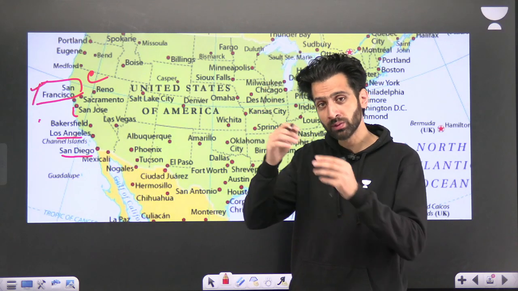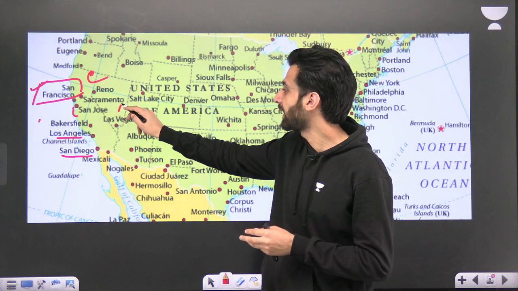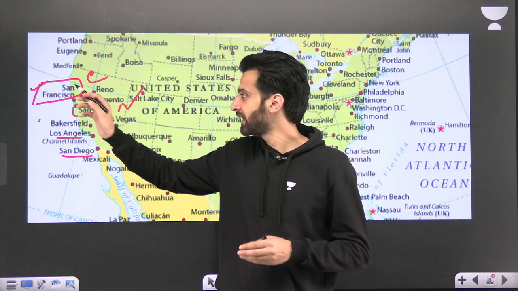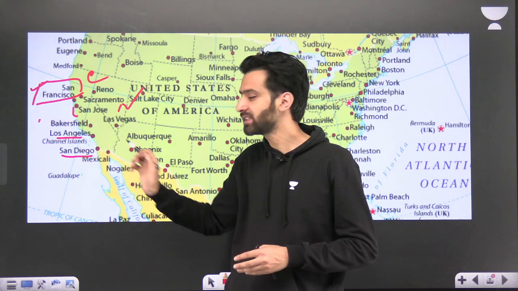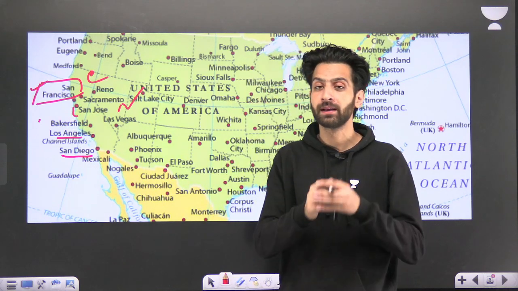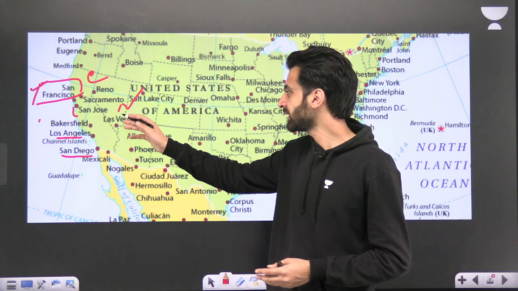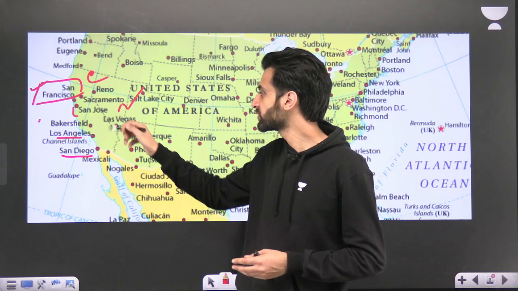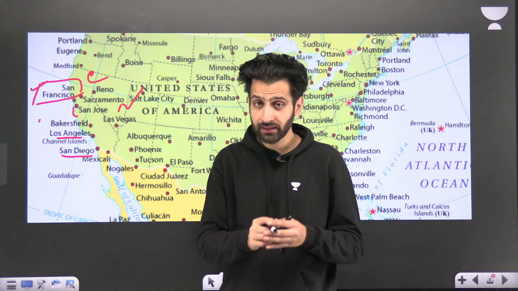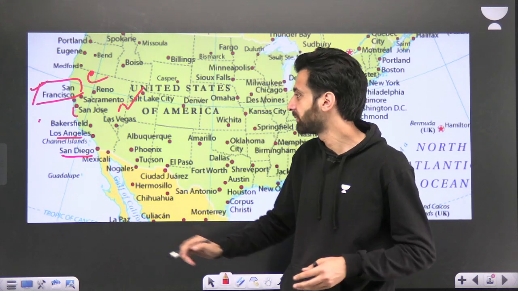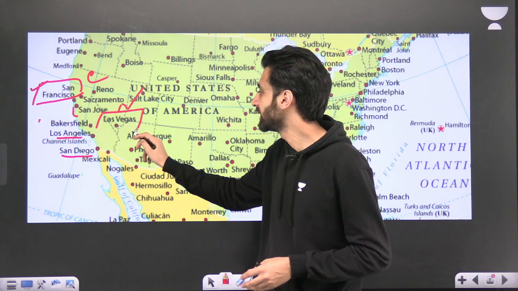And then we move towards the inner part, that is Nevada. This is the state of Nevada. We are done with four places: San Francisco, San Jose, Los Angeles, and San Diego, located in California. Going towards the inner part of the continent, we'll find one more state, that is Nevada. The only important place in Nevada is Las Vegas.